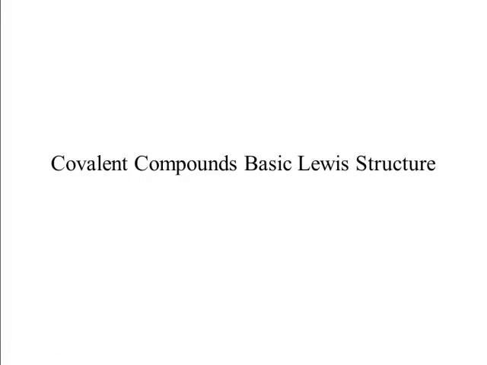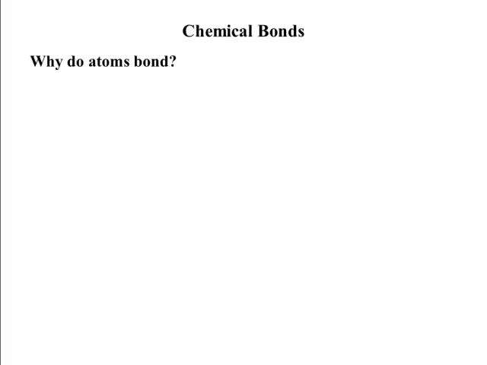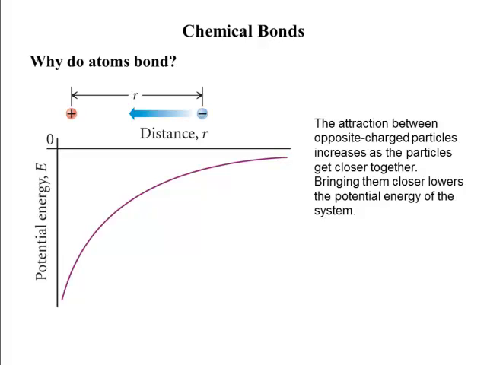All right, we're going to start talking now about covalent compounds and drawing out their basic Lewis structures. But a quick review on those chemical bonds. When we talk about why atoms bond, remember, the atoms are going to bond because we have that positive and negative attraction between atoms. The positive center of the nucleus of one atom is going to attract the electrons of the other atom, and vice versa. As those atoms get closer and closer together, this attraction is going to help stabilize them. That's why these atoms bond: the stabilization of energy.